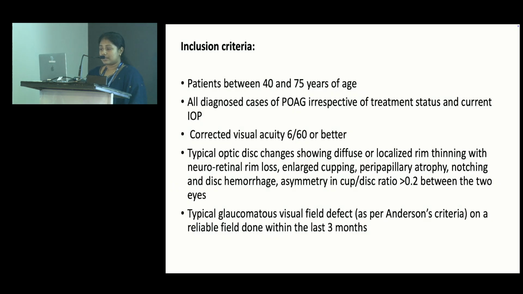Typical optic disc changes showing diffuse or localized rim thinning with neuroretinal rim loss, enlarged cupping, peripapillary atrophy, notching and disc hemorrhages, asymmetry in the cup disc ratio of more than 0.2 between the two eyes. Then typical glaucomatous field defect as per Anderson's criteria on a reliable field which is done within the last 3 months.